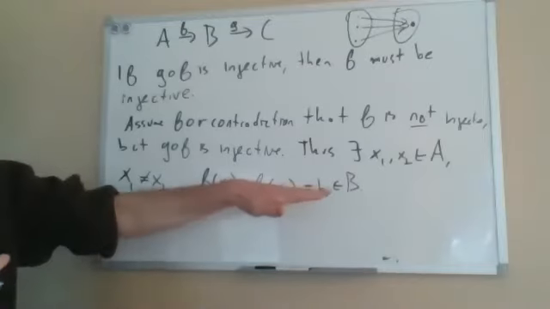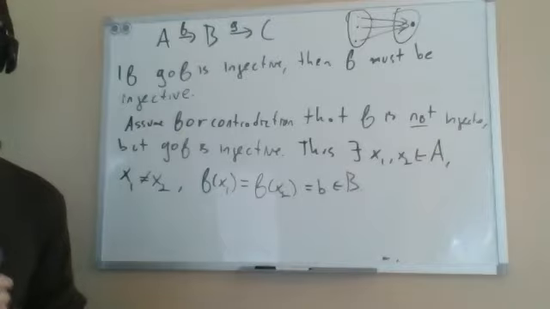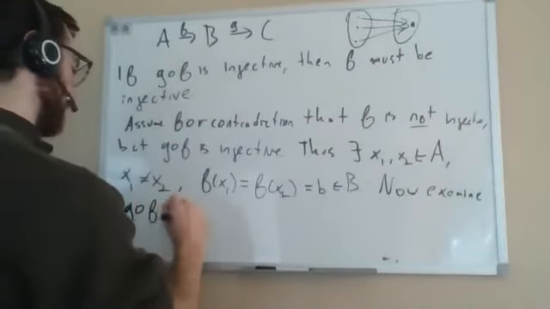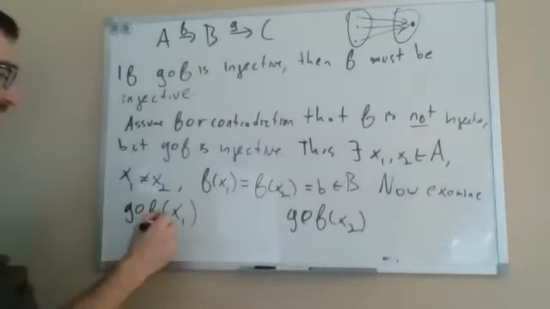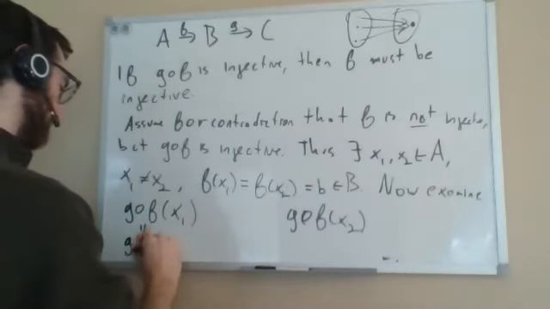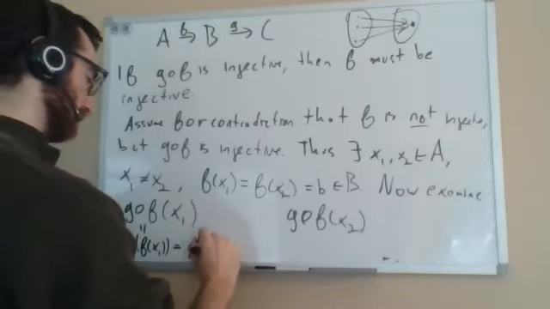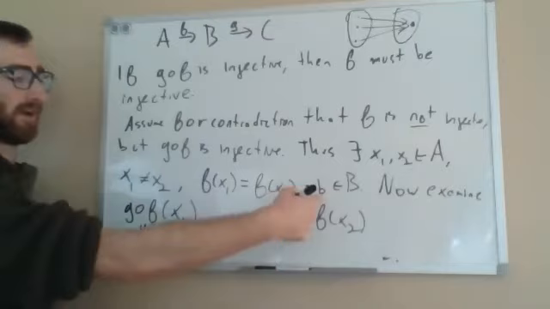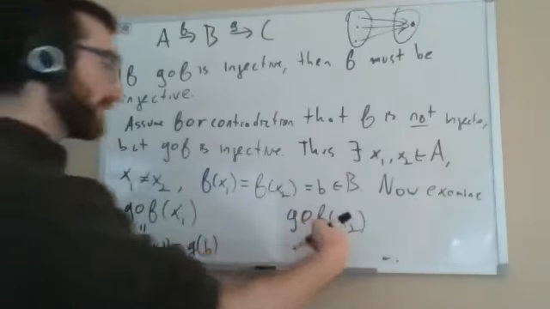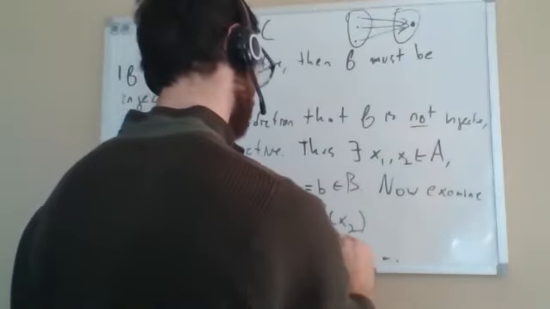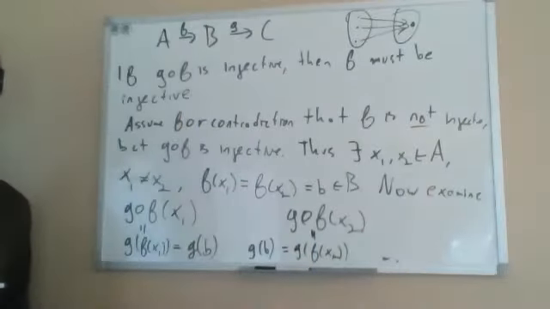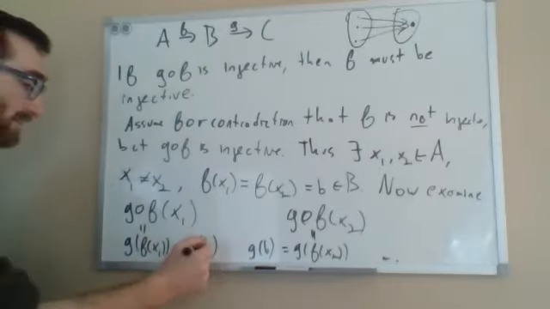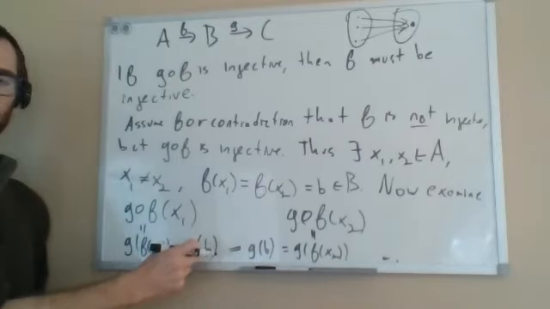But now I claim that this prevents G composed with F from being injective, right? Now examine G composed with F of x1 and G composed with F of x2. G composed with F of x1 is equal to G of F of x1, which is equal to G of b. I just called these two elements, whatever they are, b in B. This other one is also equal to G of F of x2, but F of x2 is also b. So this thing is also equal to G of b. And G of b is equal to G of b, right? I have a function, I give it some input, it gives me a well-defined output.